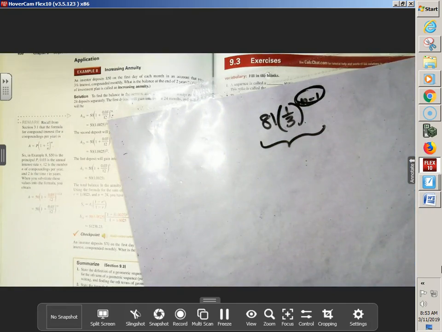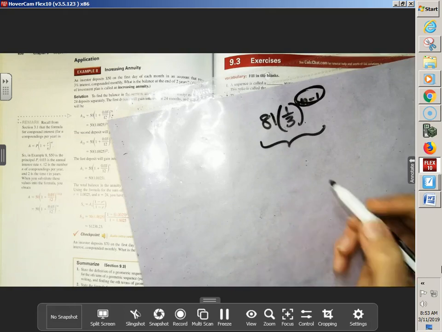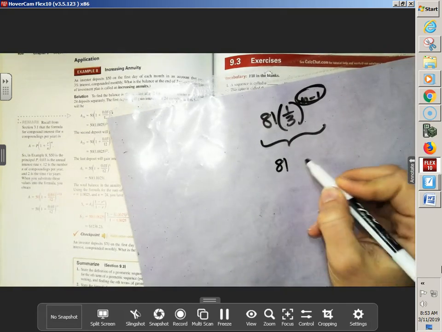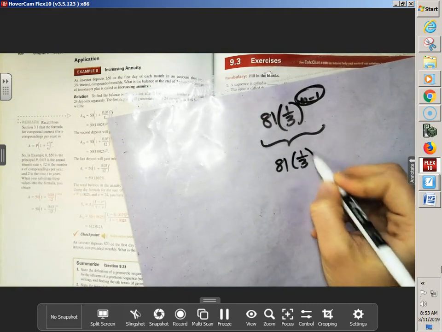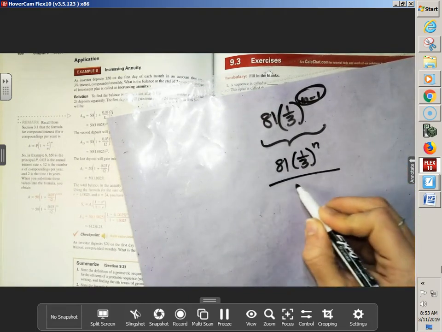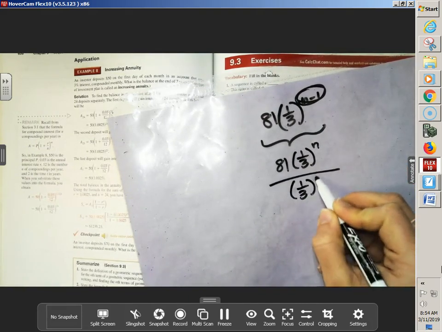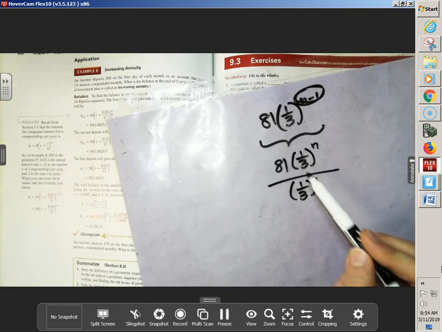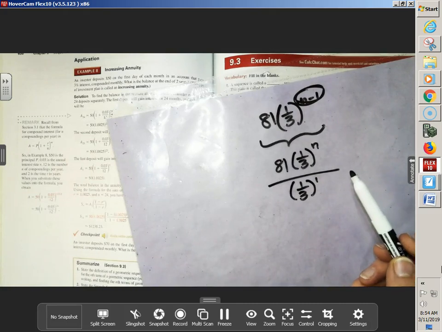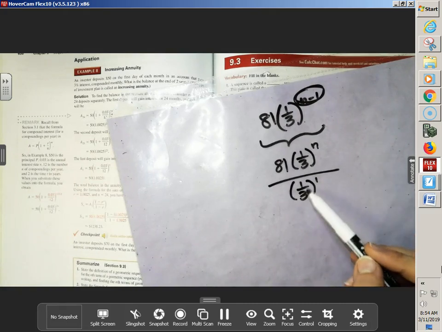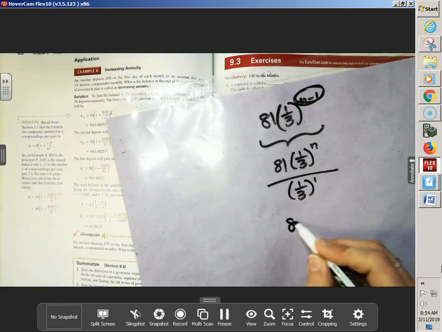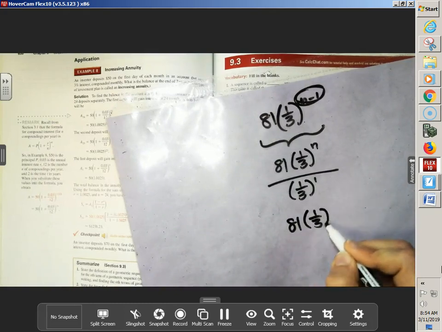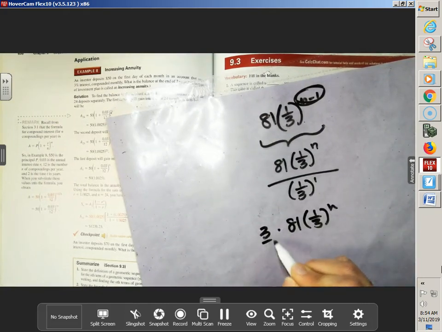Division. Subtraction in the exponent shows division. So wouldn't this be the same thing as 81 times 1/3 to the n over 1/3 to the 1? Wouldn't that give you n minus 1 when the bases are alike and there's division? Wait, but how do you divide by 1/3? Oh, you multiply by 3 over 1. And what's 3 times 81?